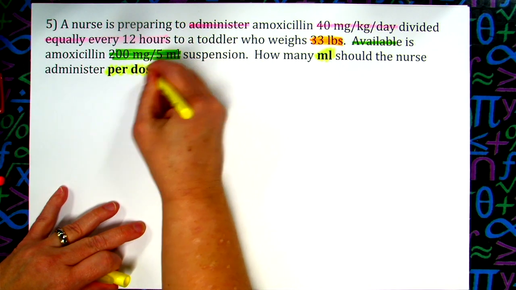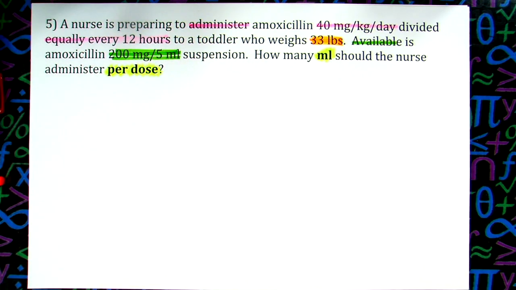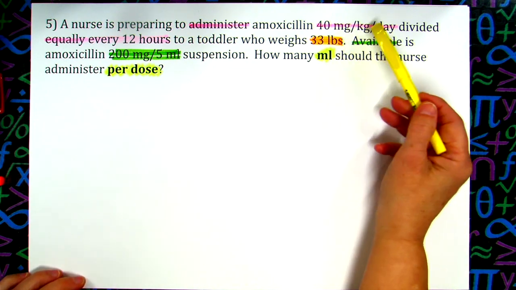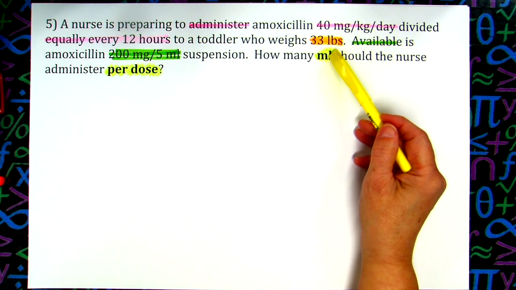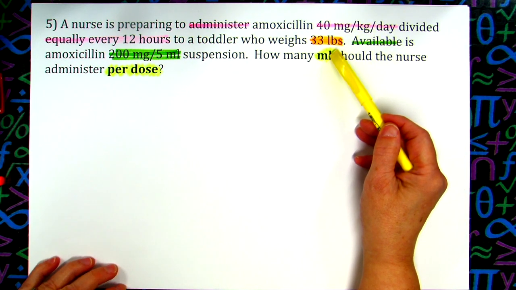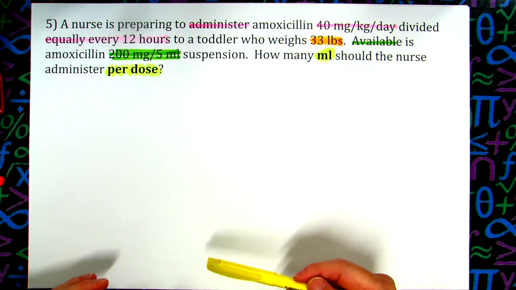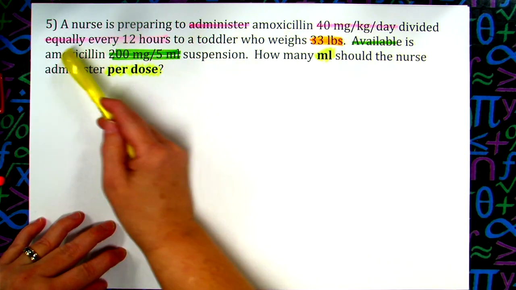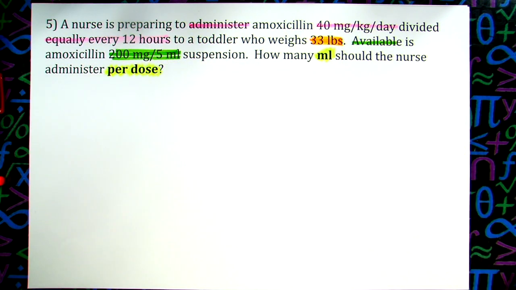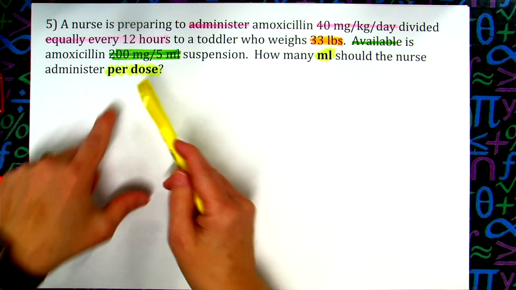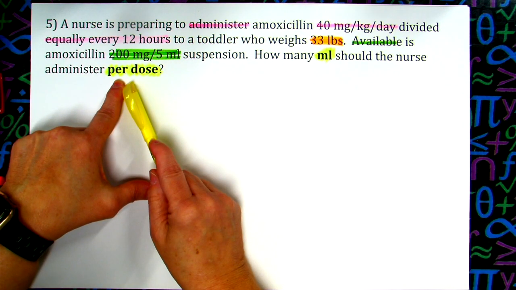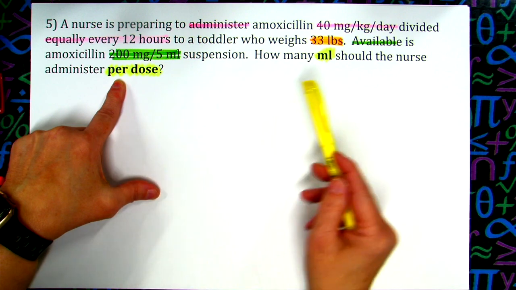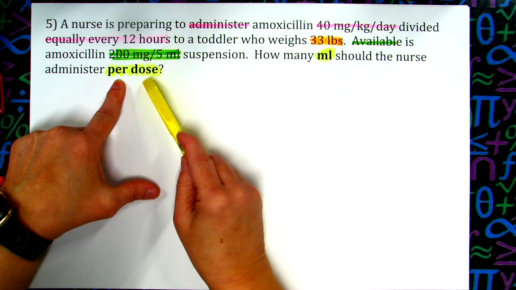All right, so since this is kilograms and this is pounds, we're going to do a simple conversion first. That will be step 1, to get these pounds into kilograms. Then we're going to calculate milliliters per day. Since this is going to be divided equally every 12 hours, we're going to do a per day dosage. And then we're going to get our per dose, how many milliliters per dose.